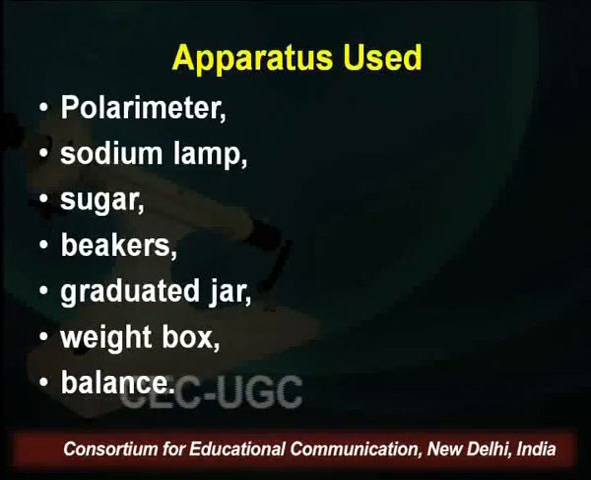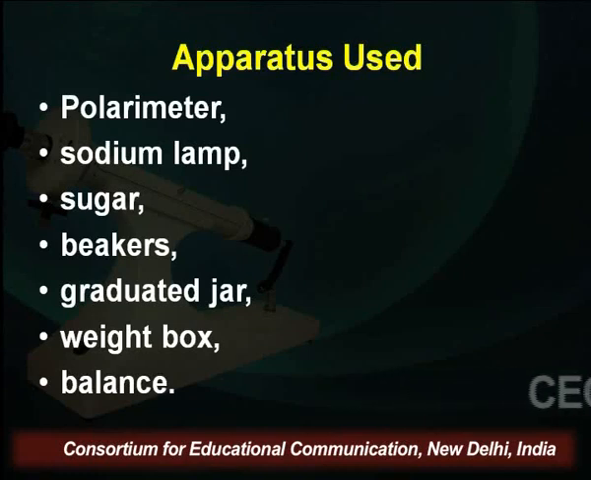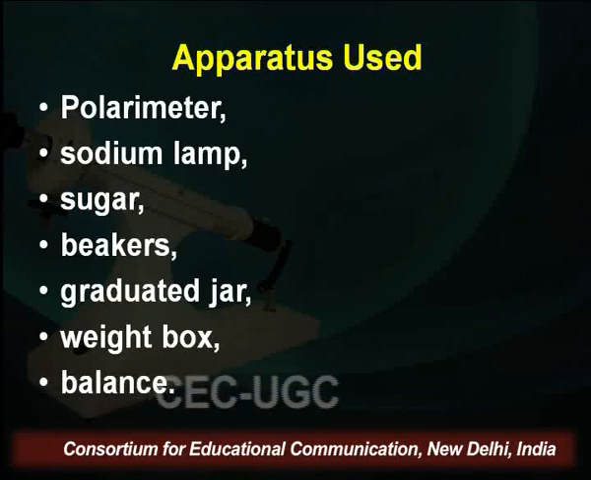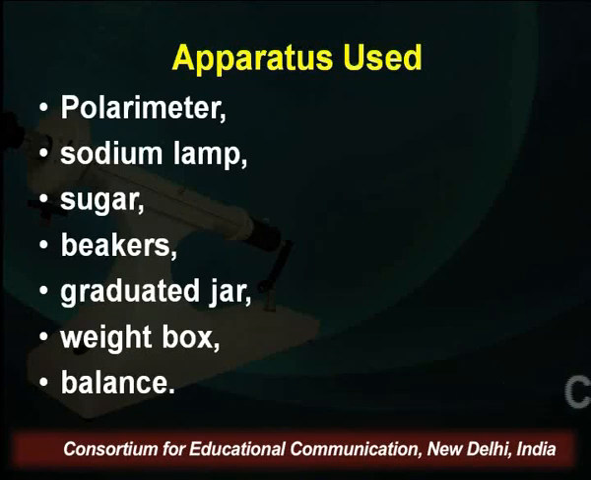Now, what apparatus do we use in this experiment? The main is the polarimeter. The whole setup is called polarimetry. With the polarimeter we use the sodium lamp. Sodium lamp is used to illuminate the optically active substance. Second is the sugar. Beakers, graduated jars, weight box, balance, and we use the polarizer, the analyzer, and then the eyepiece in this experiment.